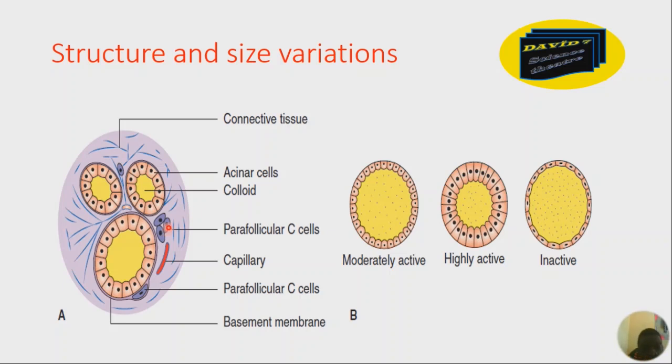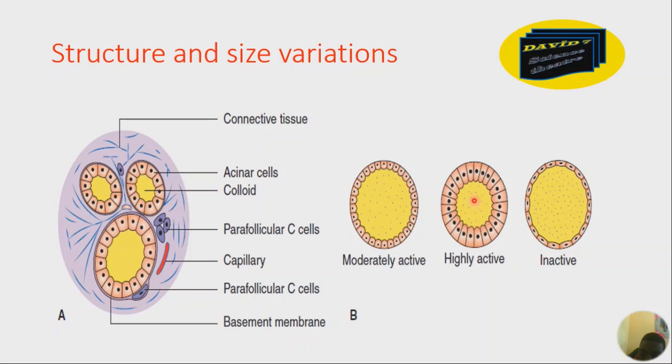Then we have capillaries, blood vessels. We have the basement membrane, onto which the follicular cells are attached. When the thyroid gland is moderately active, you can see the cells are short and the colloid is larger. When it is highly active, the colloid is less and the cells are long.